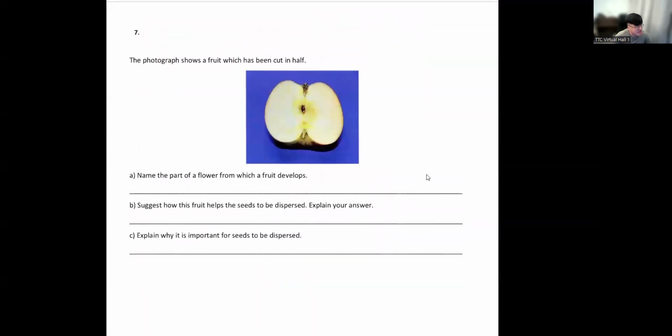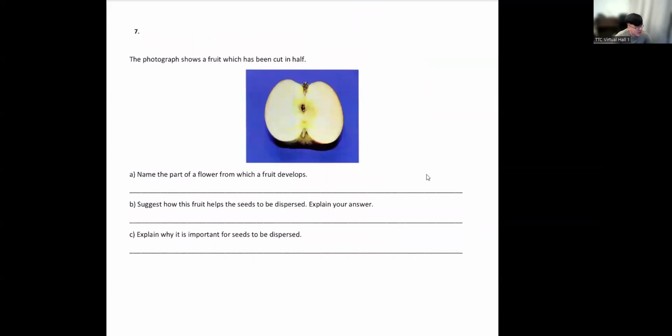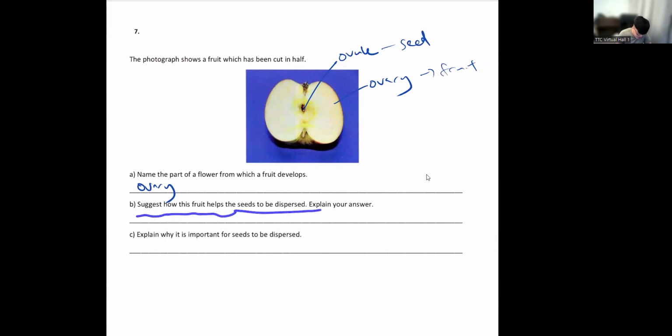So number 7, apples cut in half. Name the part of the flower which the fruit develops. That would be your ovary. You see, this used to be the ovary and this used to be the ovule. This is why this turns into a fruit and this turns into a seed. Makes perfect sense.